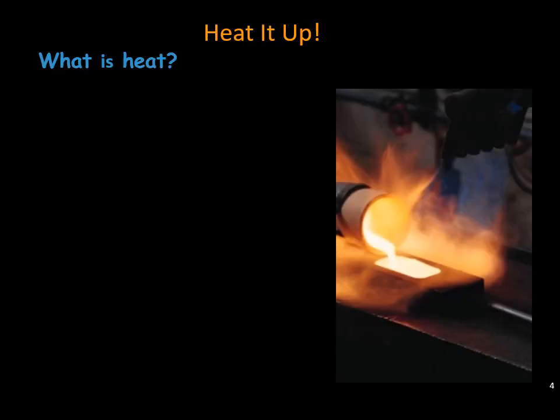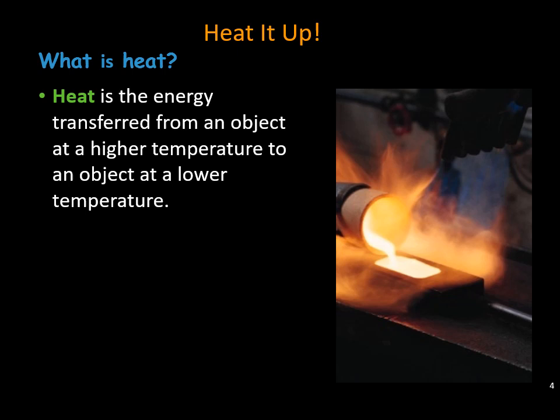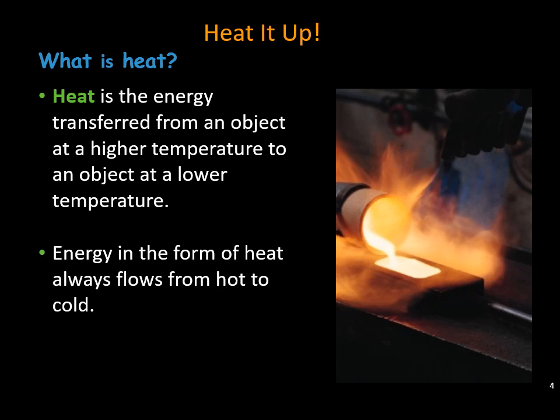So when we look at our system and surroundings, we can look at the flow of heat, which is really just a form of energy. So heat is the energy transferred from an object at a higher temperature to an object at a lower temperature. Energy in the form of heat always flows from hot to cold. And when does the heat stop flowing? It stops flowing when we reach an equilibrium.